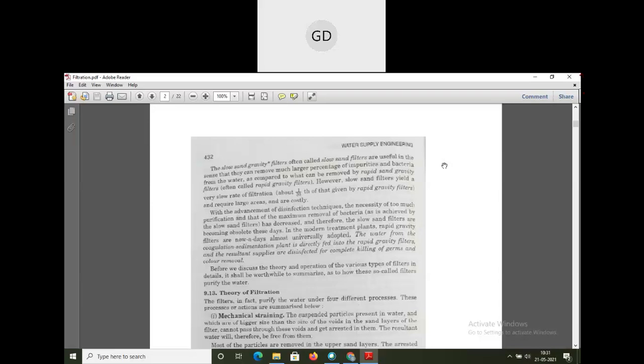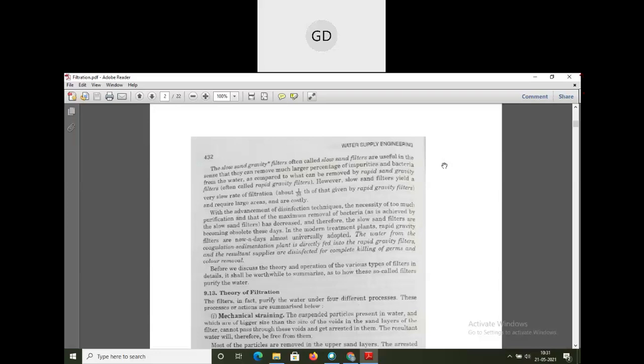The water from the clariflocculator, or the coagulation sedimentation plant, is directly fed into the rapid gravity filters. The resultant water from the rapid gravity filter is then disinfected using some disinfectants for the complete killing of germs and bacteria. So this is all about filtration, like the slow sand and the rapid gravity filters.